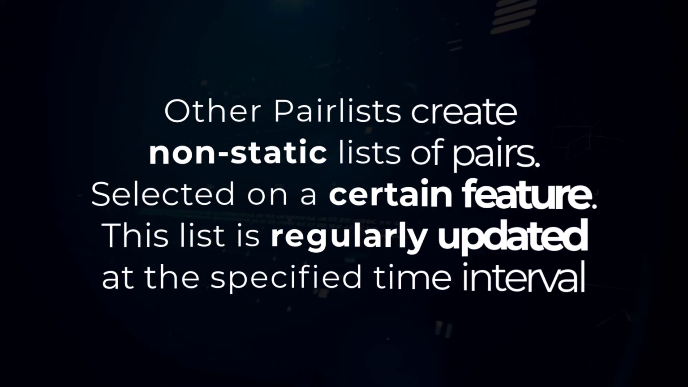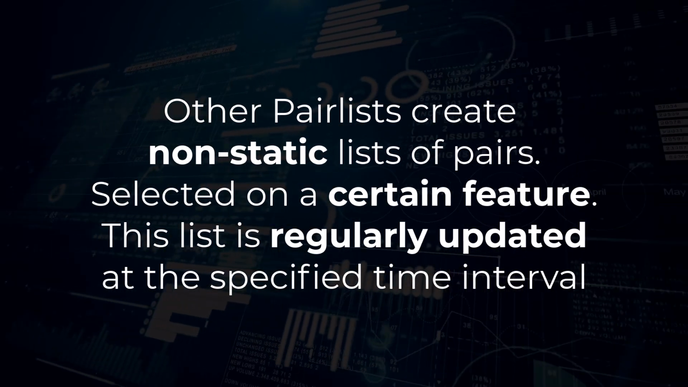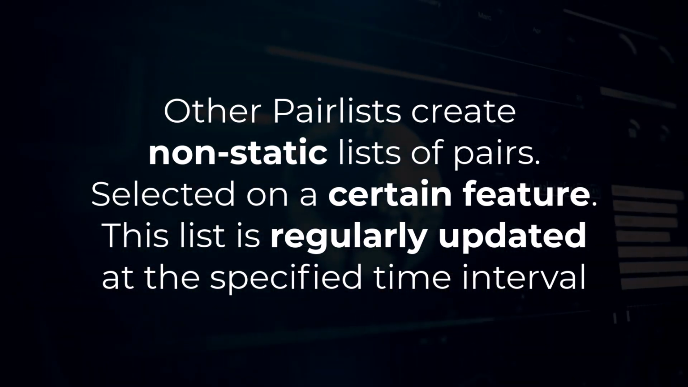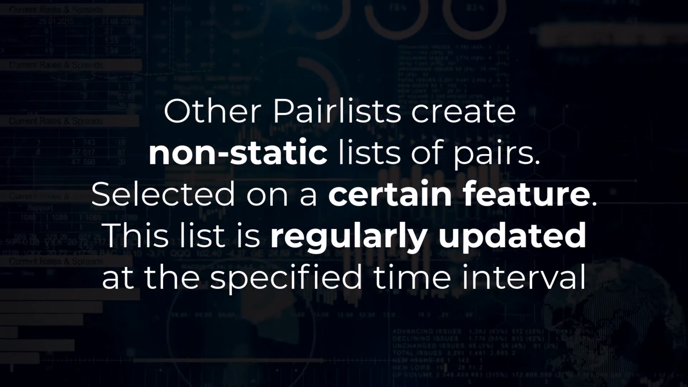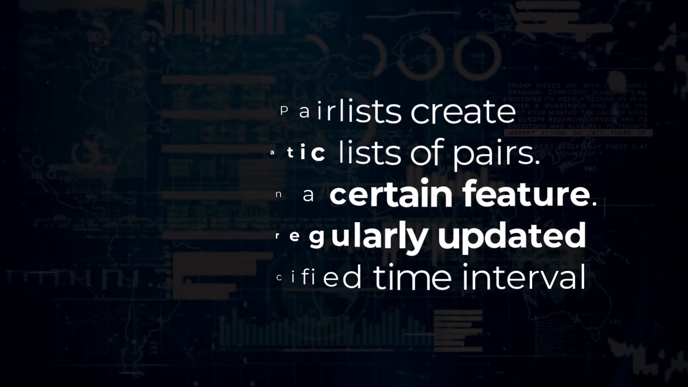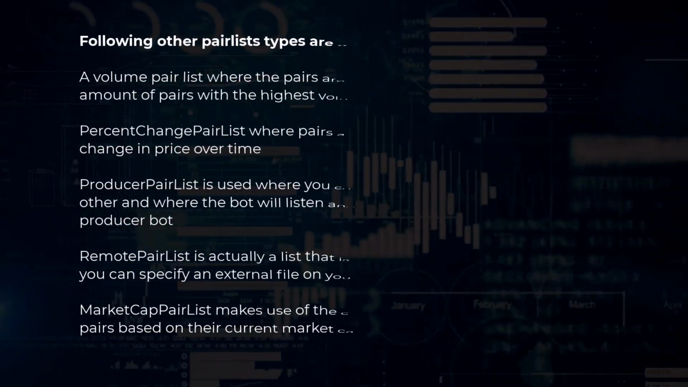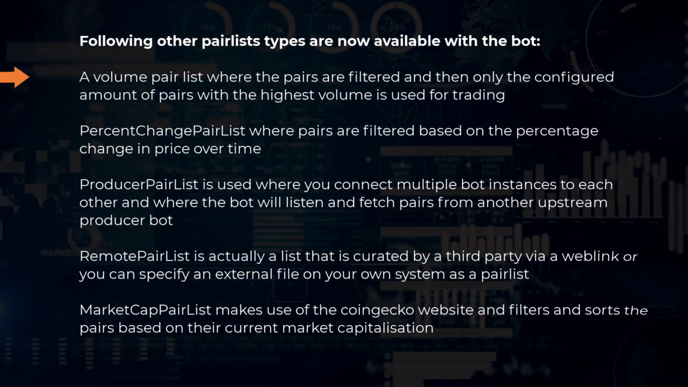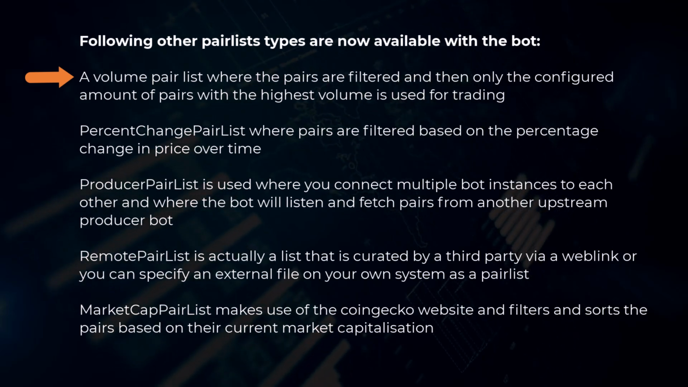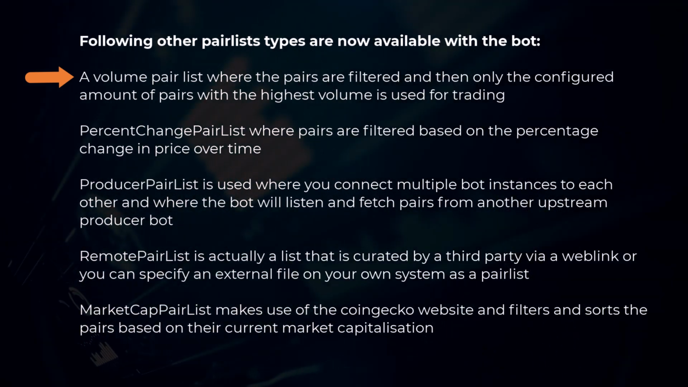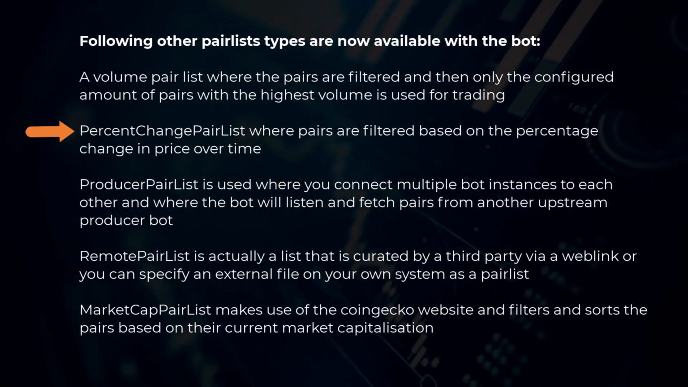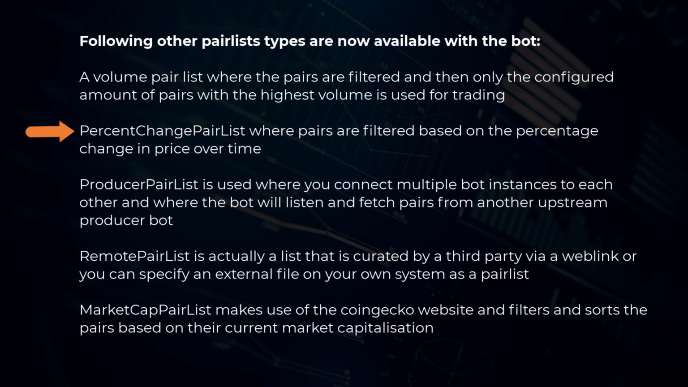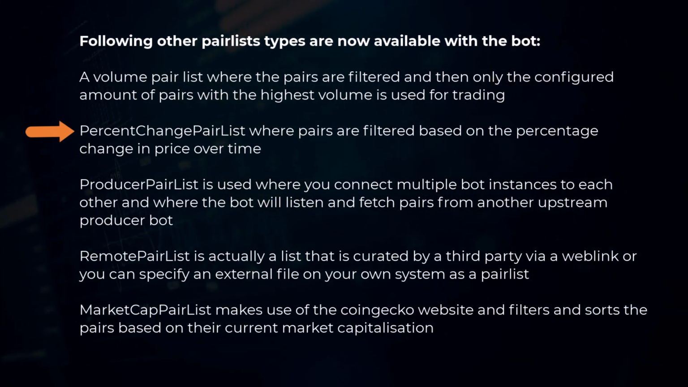So, besides this static list, you can also command the bot to use a non-static list that will filter all the pairs of that list type. And it will then update regularly at the specified refresh interval and then provide a list of pairs based on the list type. And these following other pair list types are now available with the bot. A volume pair list where the pairs are filtered and then only the configured amount of pairs with the highest volume is used for trading. A percentage change pair list where pairs are filtered based on the percentage change in price over time.